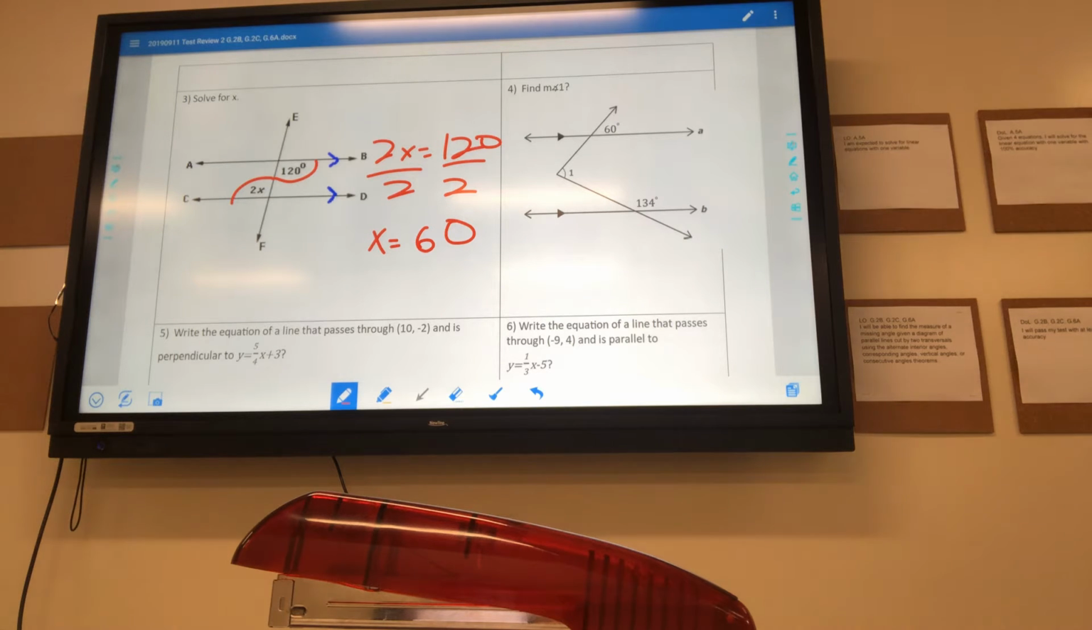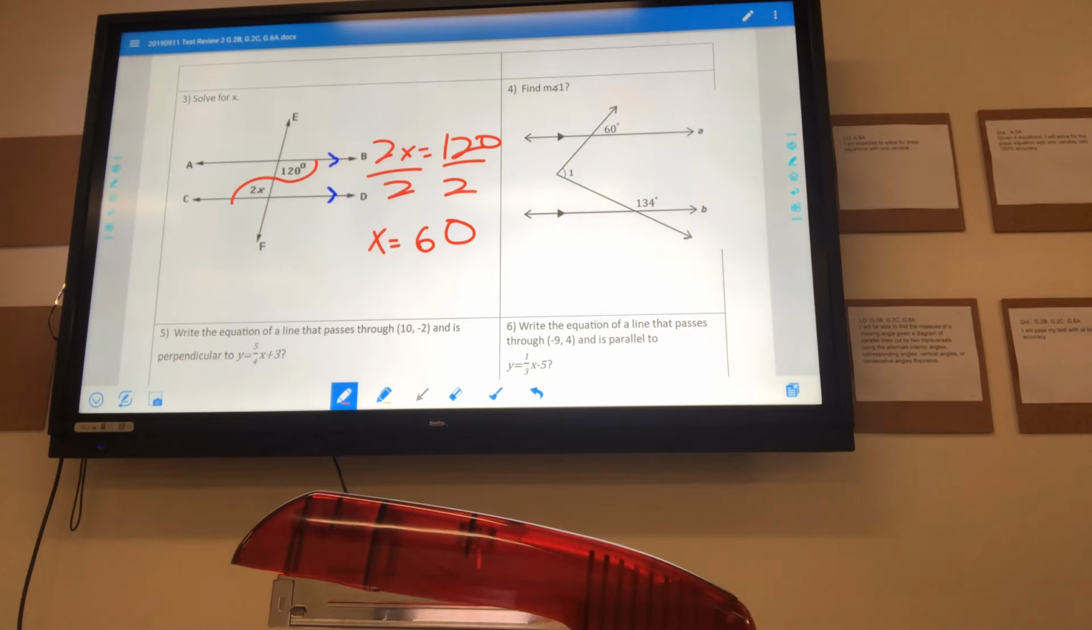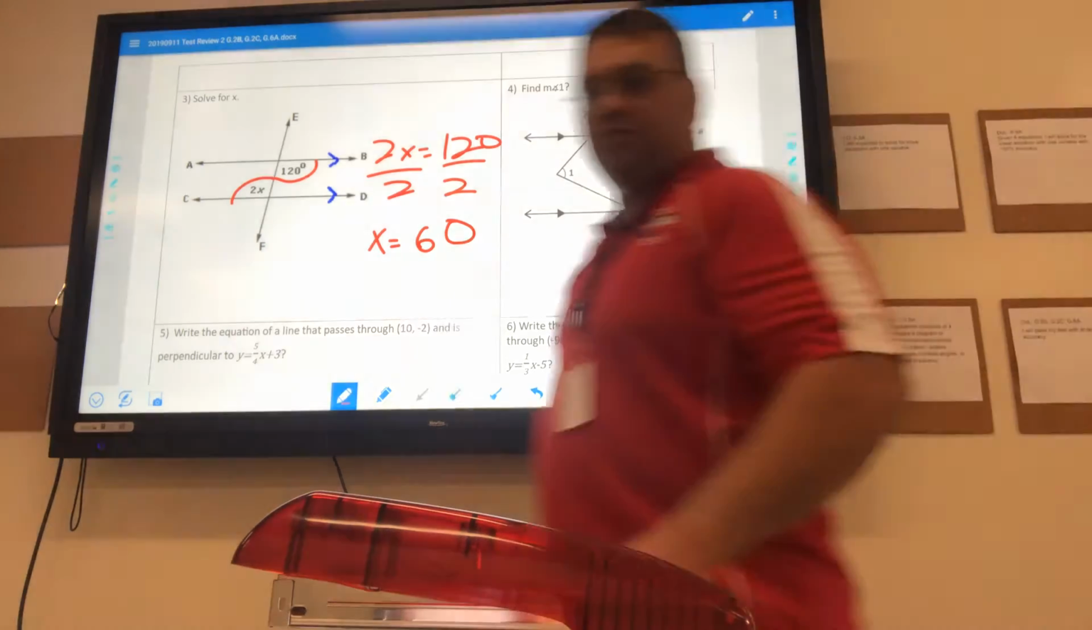I don't know if you can see that better now. Less of a glare, hopefully.